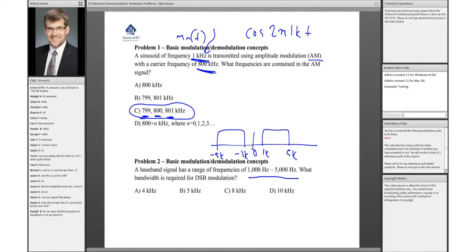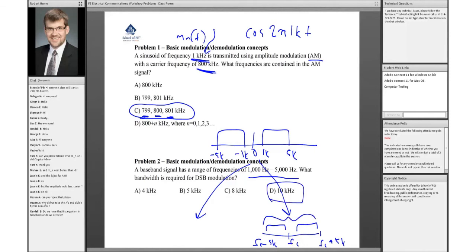So that's baseband. With double sideband, that whole thing gets shifted up to the carrier frequency and shifted down to negative the carrier frequency. If we looked at the positive carrier frequency, we'd see that the lowest frequency would be the carrier minus 5K. The highest frequency would be the carrier plus 5K. So then the overall bandwidth would be this, which is 10K.